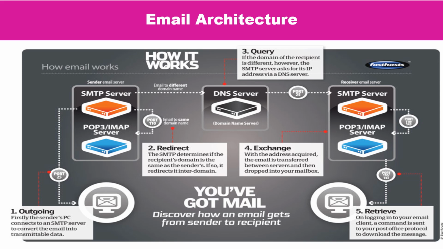If the domain is some other external domain, let's say you're in Gmail and you are sending an email to Microsoft Outlook, or it is yahoo.com, in such cases the SMTP server will query the DNS server, which you can see here. The SMTP server gets the IP address of yahoo.com or outlook.com, and then the SMTP server delivers the email to the recipient's external domain.